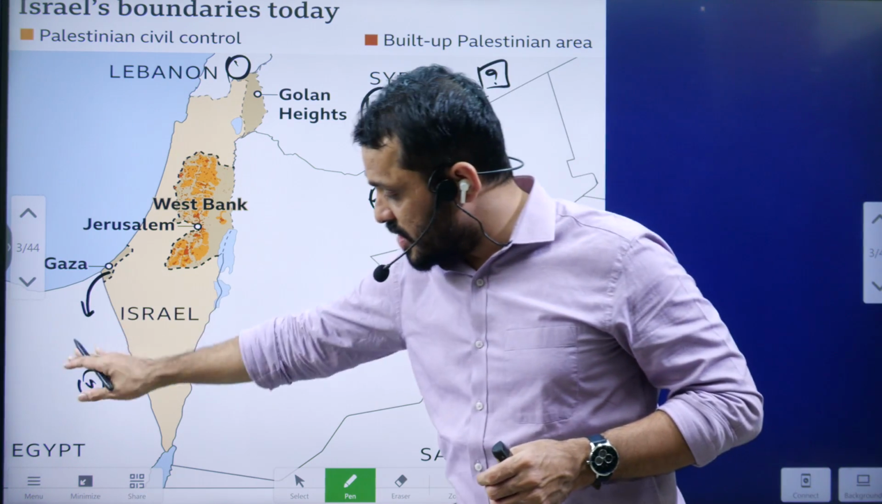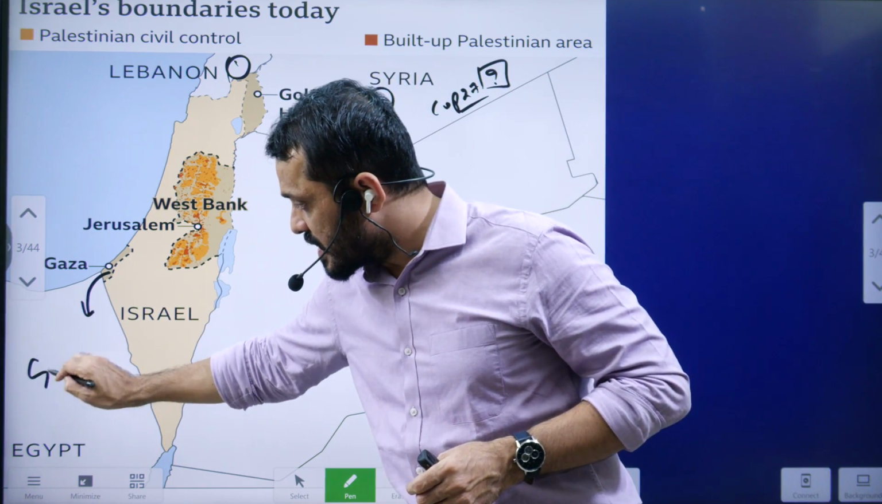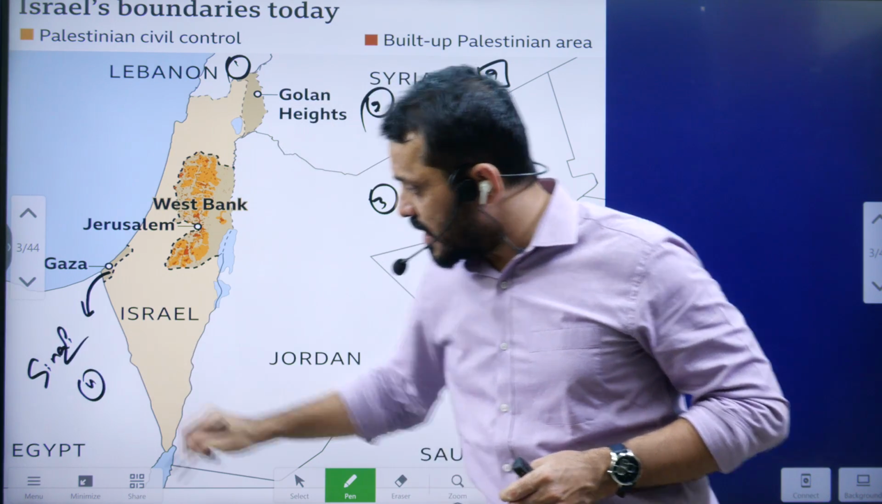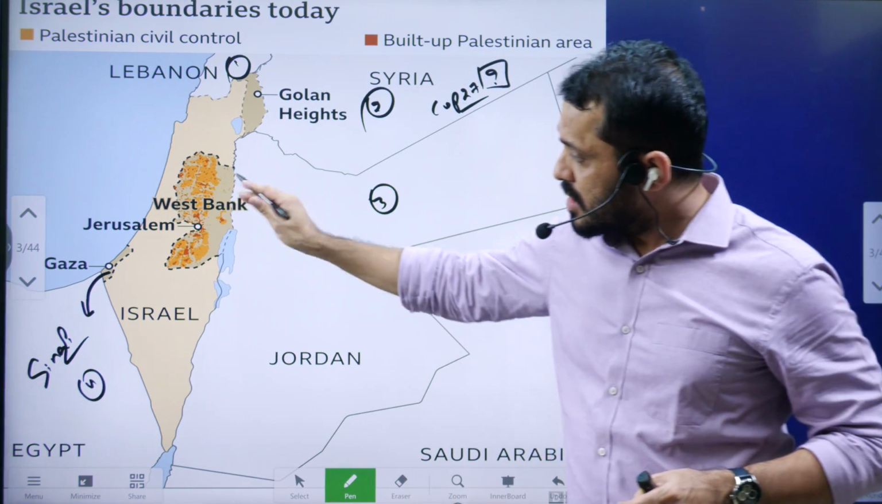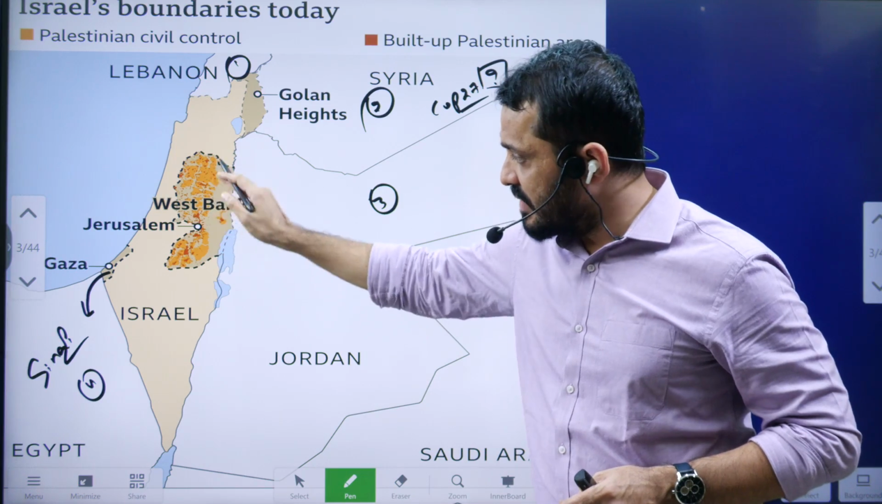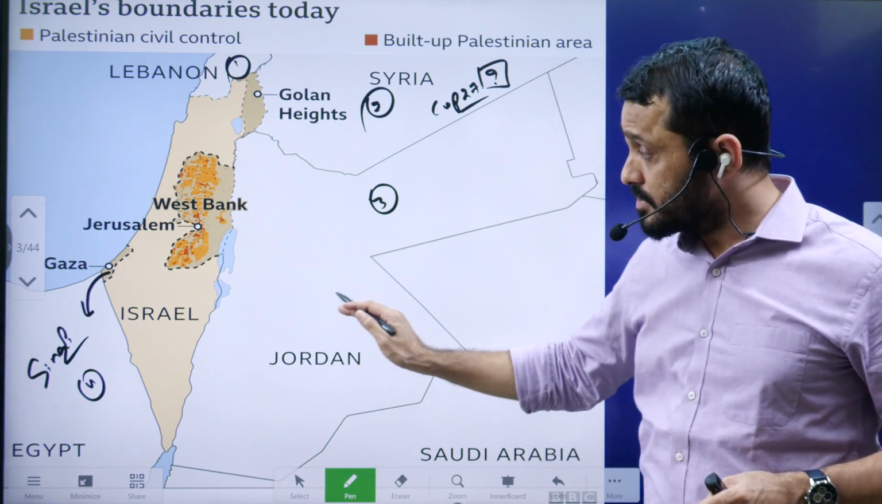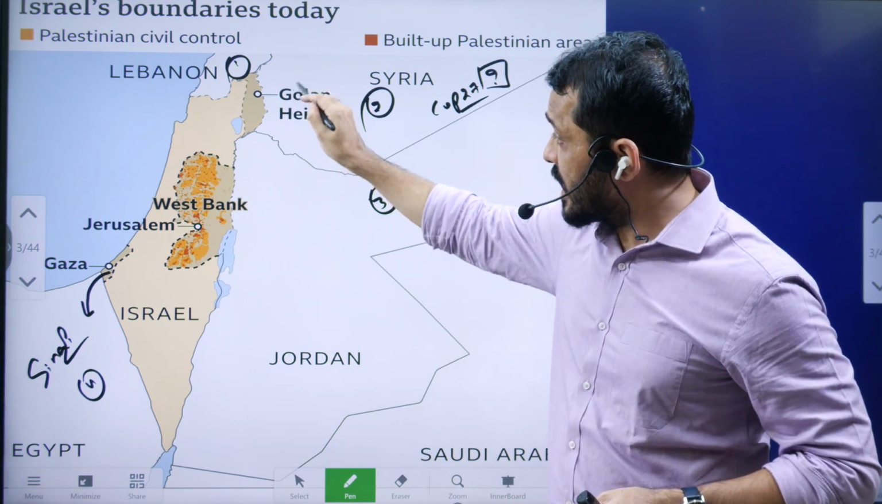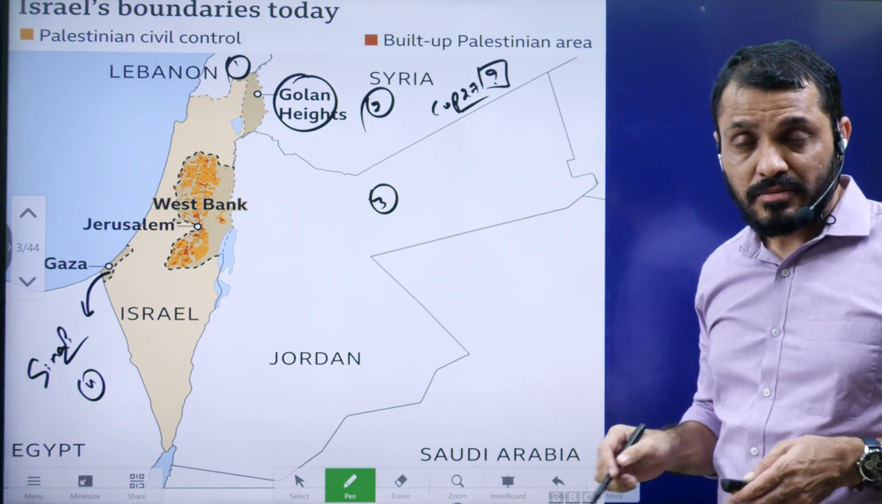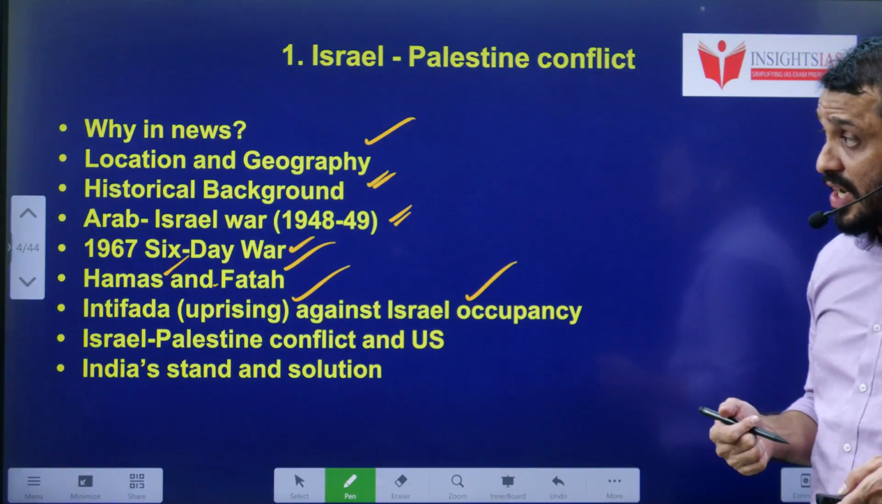And from Egypt, Israel got the Sinai Peninsula, and they got East Jerusalem in the West Bank area from Jordan. And they also got the Golan Heights from Syria. So these are the areas Israel got.